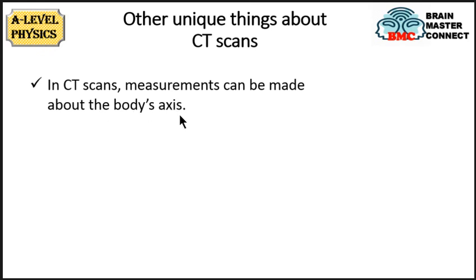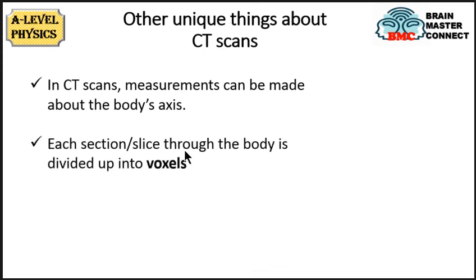Okay, so meaning that in CT scan, measurement is not restricted to any area or to any part of the body. It can take the measurement round about the body axis, from the front to the back, every side. So it can take just around the body axis, which is not possible in X-ray.